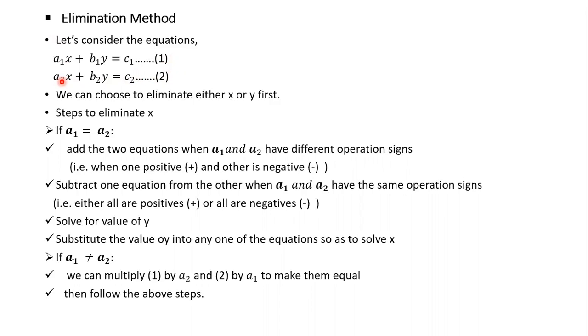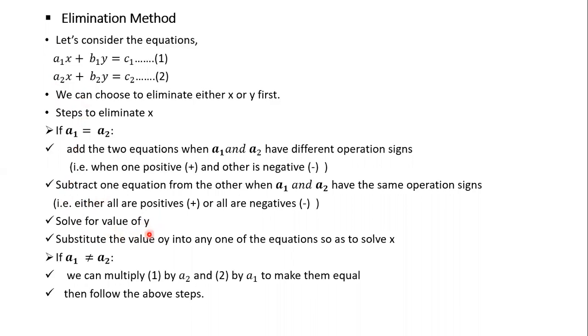And we are having two conditions. One, if they have different operation signs, we add. If they have the same operation sign, we subtract. Take note of that. So after you've done this, you'll be left with only one variable, which is y. So we have to solve for y, using how to solve linear equations.